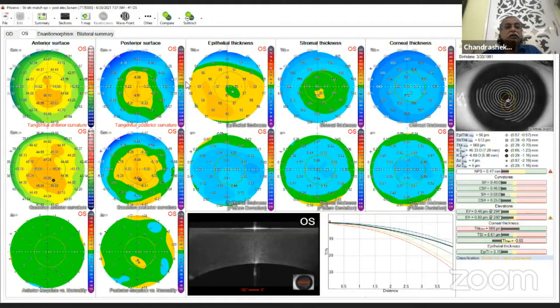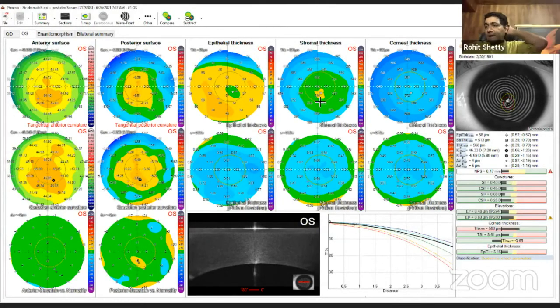Yeah, see now you know very well that epithelium pattern deviation is not there, but probably in stroma there is a very small area of pattern deviation, which confirms that we should not be doing LASIK, but should be doing PRK. Am I right? Absolutely.